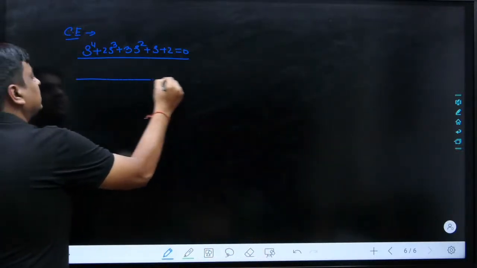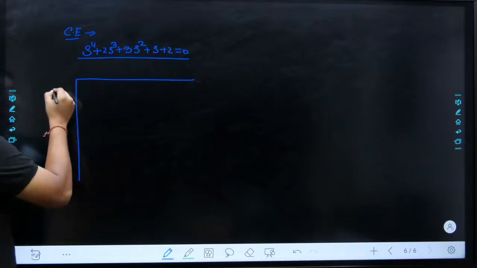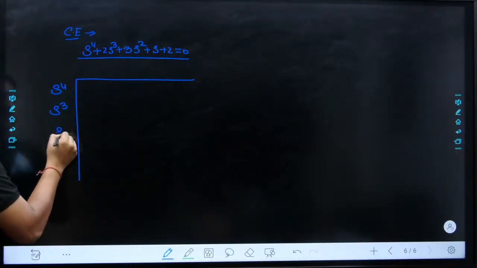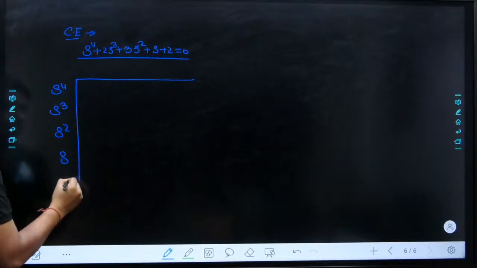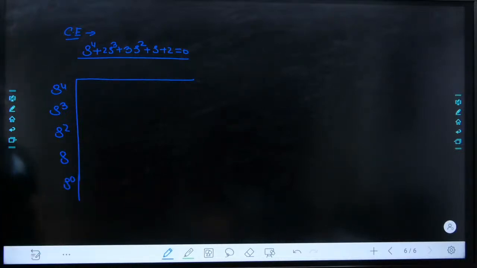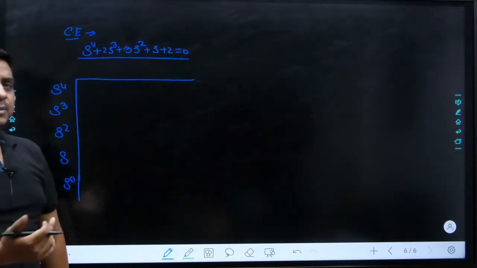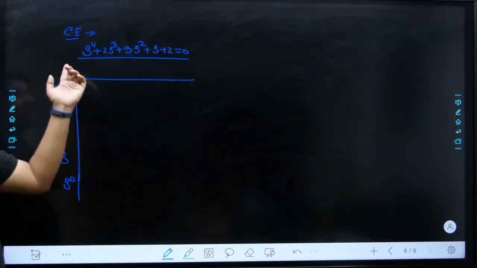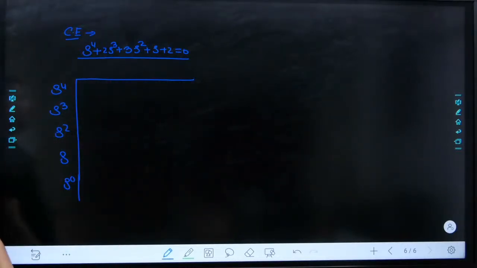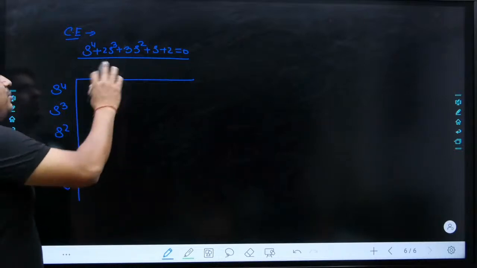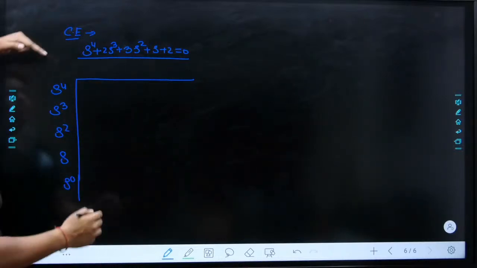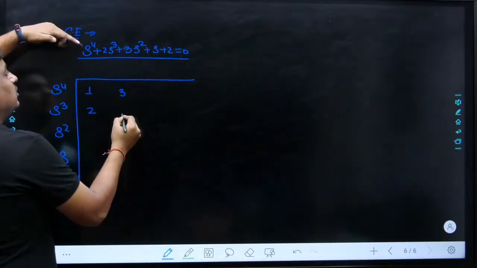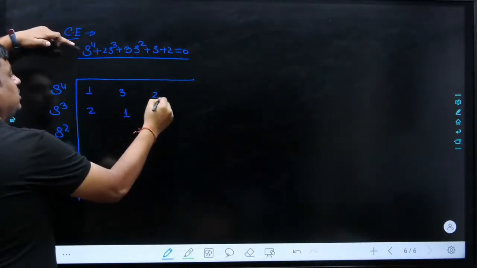So I would start with s4, s3, s2, s and then s0. Yes. So tell me how the data would be fed. First, it has to be arranged in the descending order. Obviously, it's in descending order. That's fine, sir. No issue. There should not be any missing term in it. No, sir. There is no missing term as such. Here goes 1. Here comes 2. Here comes 3. Here comes 1, and here comes 2.